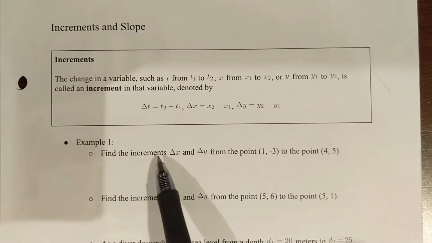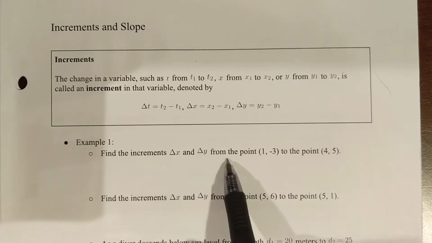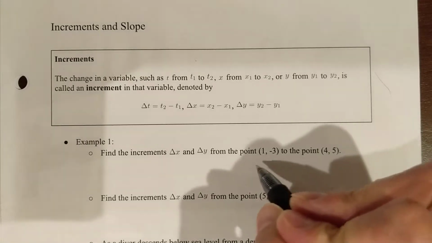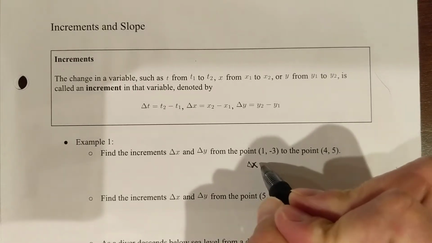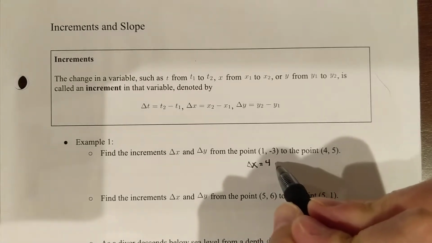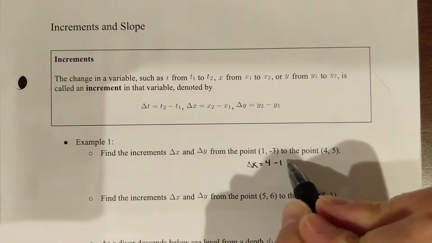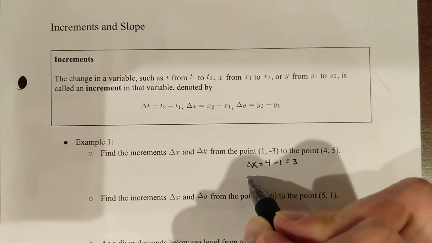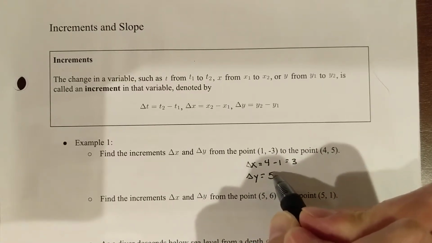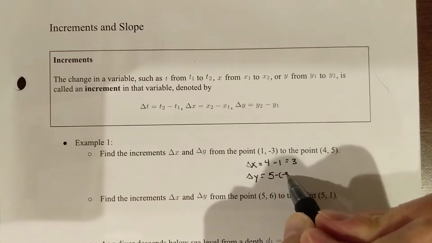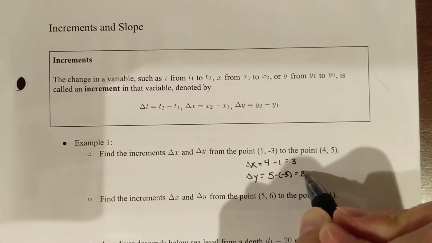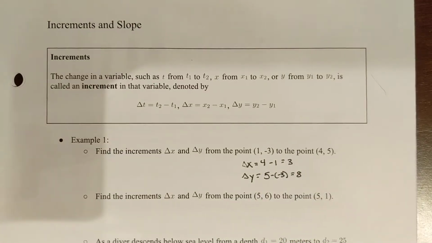So for example, find the increments delta x and delta y from the point 1 comma negative 3 to the point 4 comma 5. To find delta x, that's the change in the x values. So it's x2, 4, minus x1, which is 1. So that is 3. You can repeat the process for the increment for y. So delta y is y2 minus y1. So 5 minus negative 3, so that's actually plus 3. So the increment is 8.